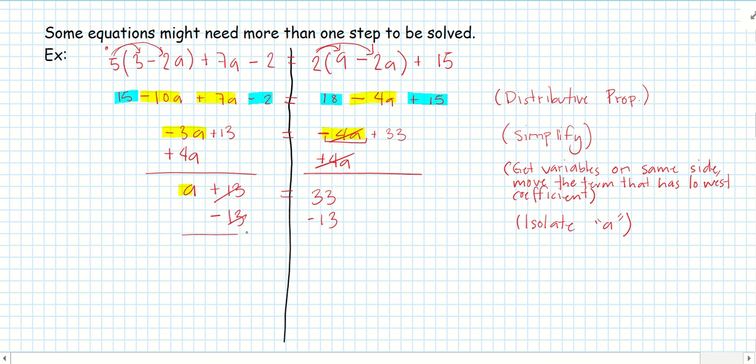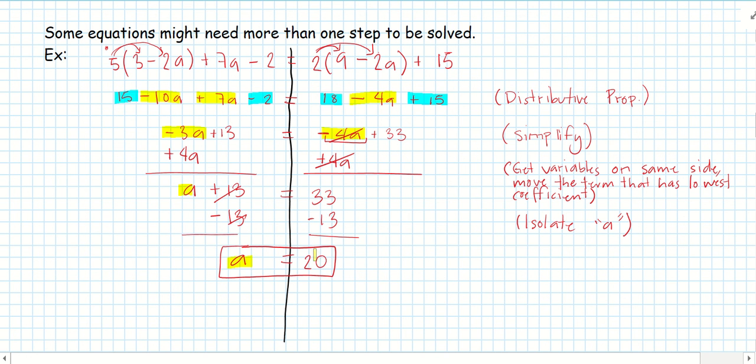So now a equals 33 minus 13, which is 20. And we are done. Cool, that's it. That will be our solution: a equals 20. A has been isolated, and we have found its value.